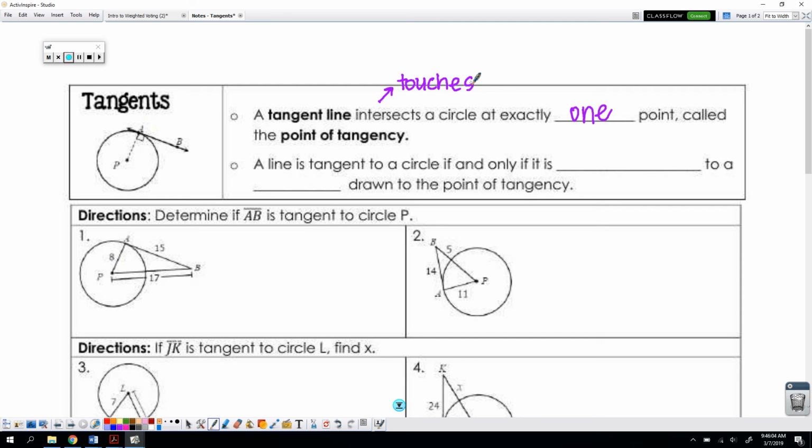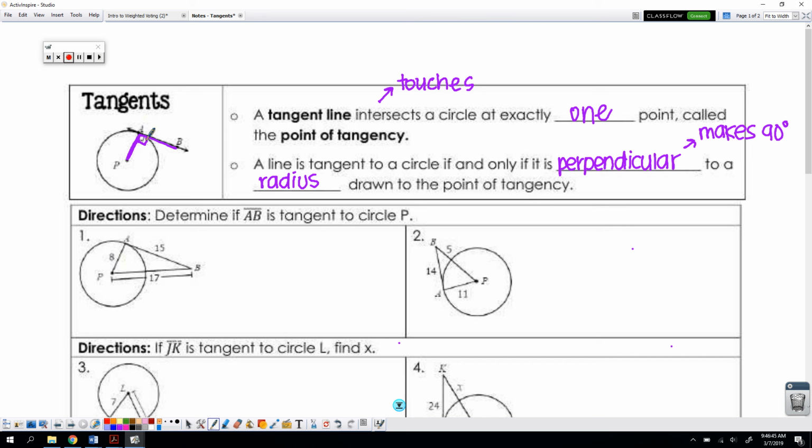A line is tangent to a circle if and only if it is perpendicular. So it's going to be perpendicular. Remember, perpendicular means make 90 degrees, to a radius drawn to the point of tangency. So in our picture, it means that AP or PA right here needs to be perpendicular to AB. That means right angle right here. That's why that box is there.